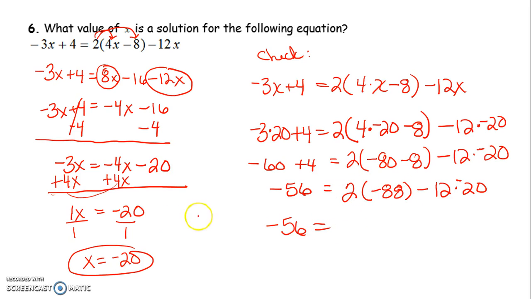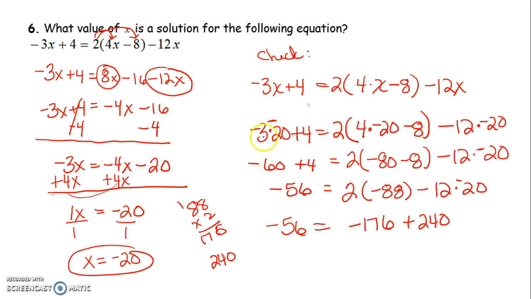2 times 88, oh gosh, 88 times 2. 8 times 2 is 16. 2 times 8 is 16, 17, 176, okay. Negative 176, negative times a negative is a positive. 12 times 20 would be a positive 240. So now I have to take 240. I did something wrong here. I made a mistake. Negative 88, negative 176. Negative times a negative is a positive 240. I did something wrong. Oh, it's a negative 20.